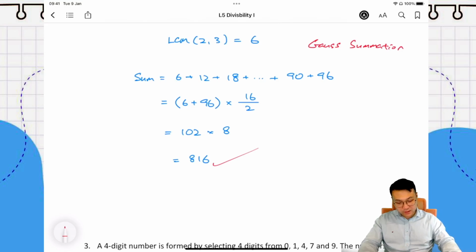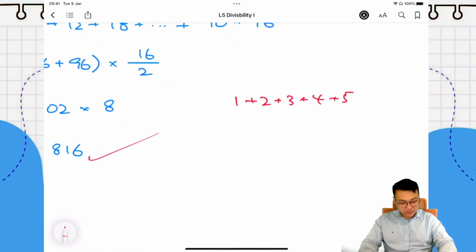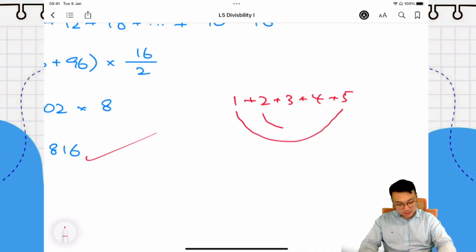Now, why do I prefer Gauss summation? I prefer Gauss summation because you don't need to worry about how many pairs you can form. Because if I have, let's say, 1 plus 2 plus 3 plus 4 plus 5, and I want to use the rainbow method, I realize that this guy does not have a partner.